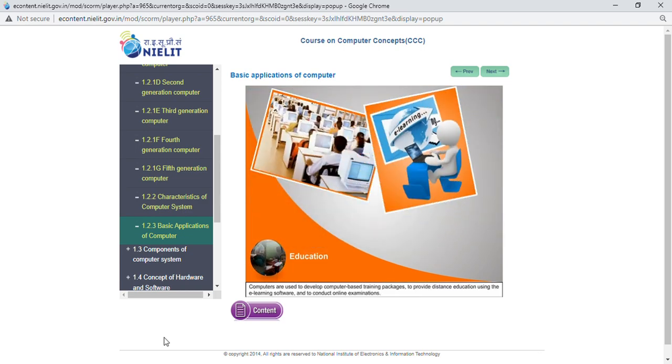Computers are used to develop computer-based training packages to provide distance education using e-learning software and to conduct online examinations.